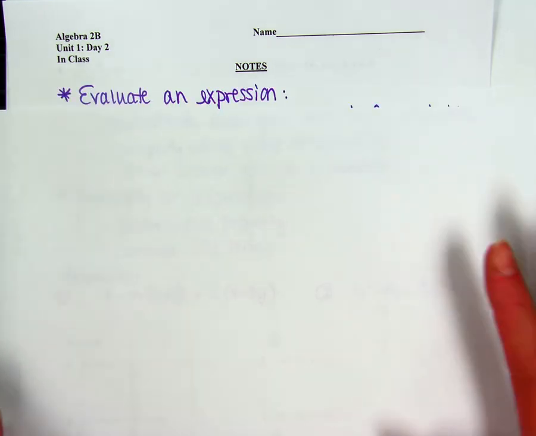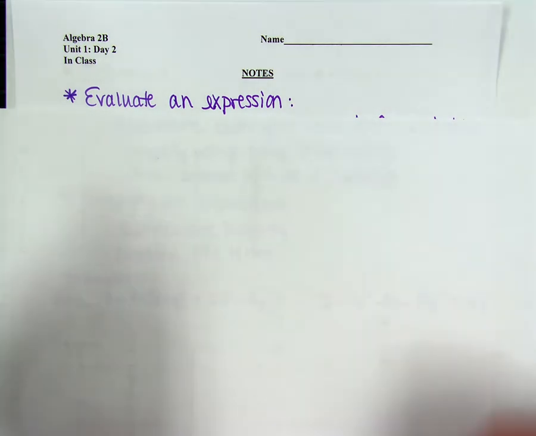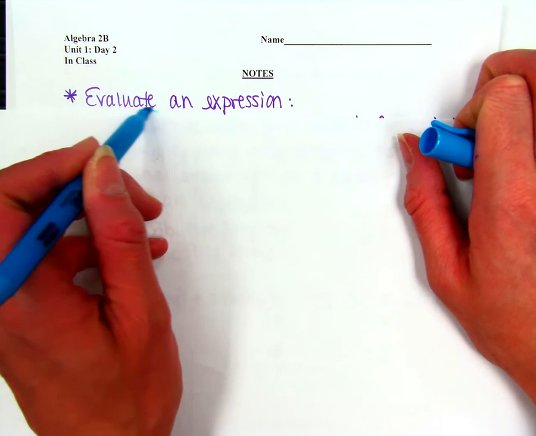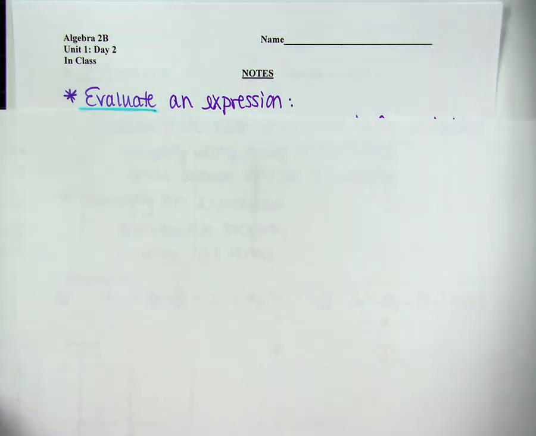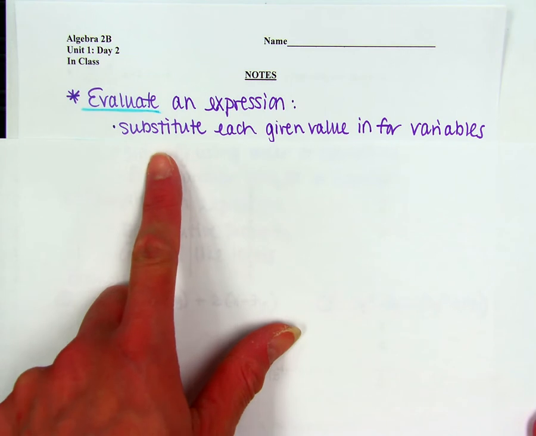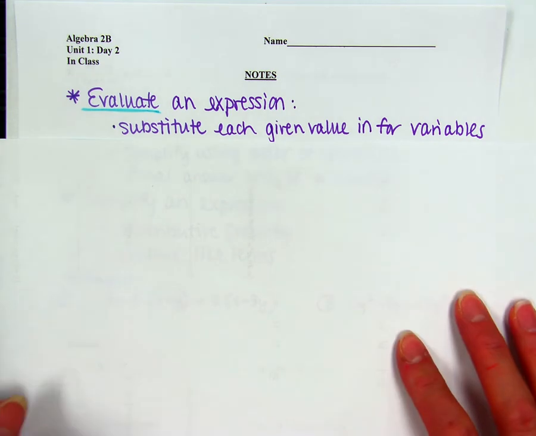Right, so today we're going to be either evaluating expressions or simplifying expressions. So you need to know the difference between what evaluate versus simplify mean. Evaluate means that you're going to replace variables with particular values that are given to you. So the big thing to know is that you're going to substitute every given value for the variables. Remember, variables are your x's, y's, a's, b's, c's, usually represented by a letter.